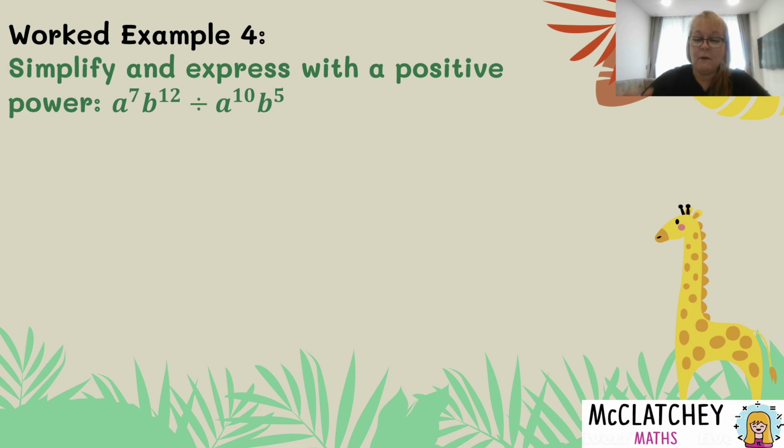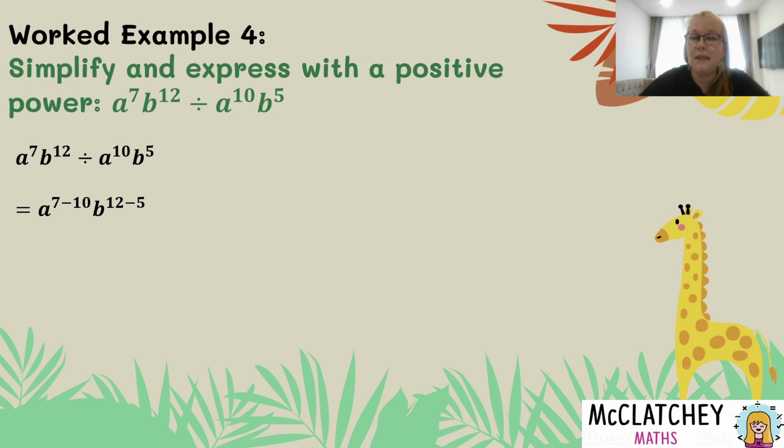So let's evaluate the A's first. Remember, when they've got this divided by, that means it's our takeaway rule. So I've got the same bases of A. 7 will be taken away from 10, so 7 take away 10. And then I've got B, so that's my second base, 12 take away 5, because this divided by rule means that I'm going to subtract my powers. Okay, so let's simplify that a bit further.